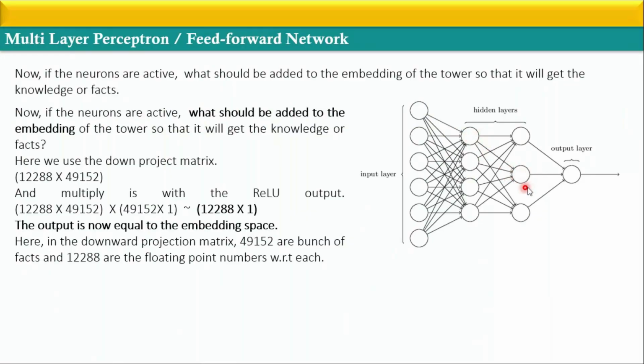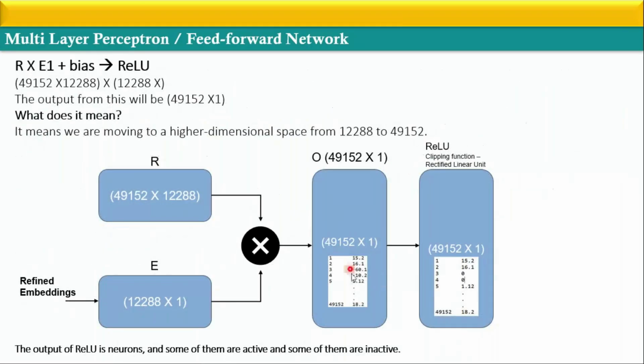In this way, we will have multiple hidden layers, and the positive higher numbers will be considered for the next move. Just have a look over here. The output of the R and E matrix will be this one, and we can have negative values and positive values. The negative values are converted into 0, and that is done with the help of the ReLU function. That is perfectly fine.